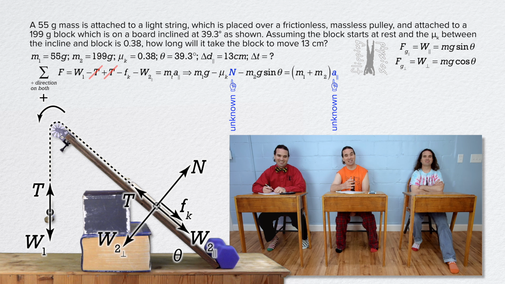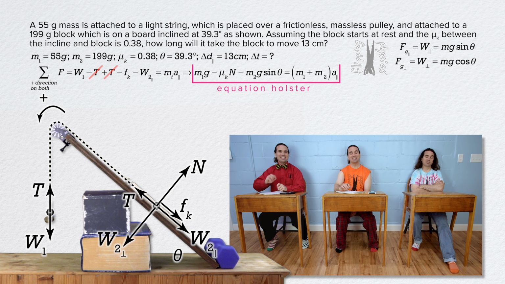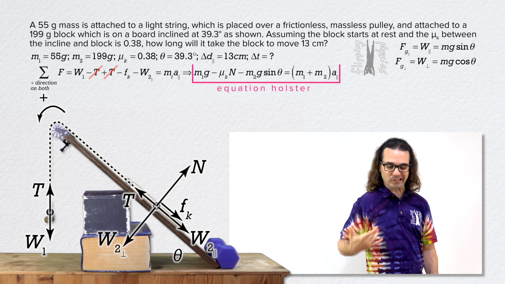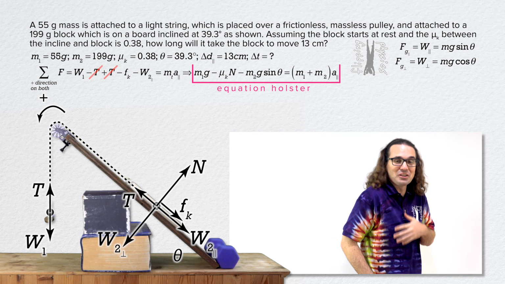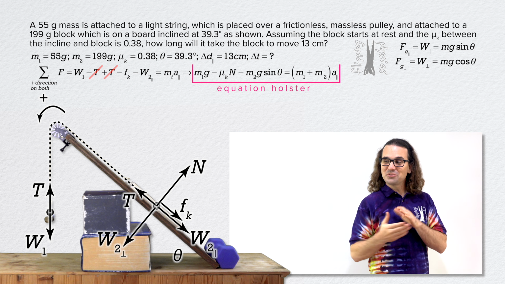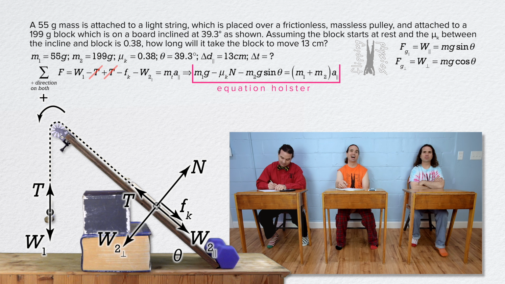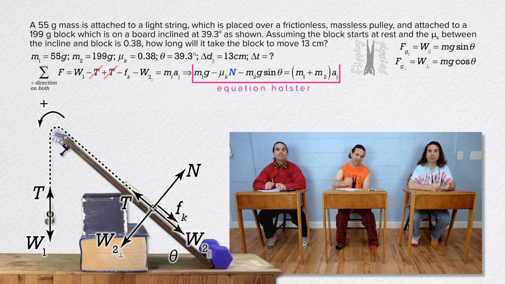That means we need to put this in our equation holster. That's right. We put that equation in our equation holster for later use. But what do we do now? We sum the forces again. From our holstered equation, I know it would be helpful to determine the normal force.